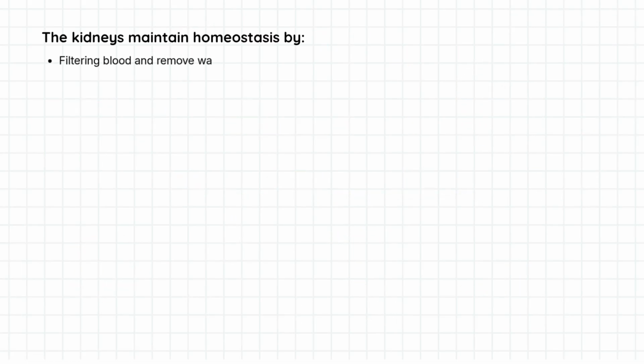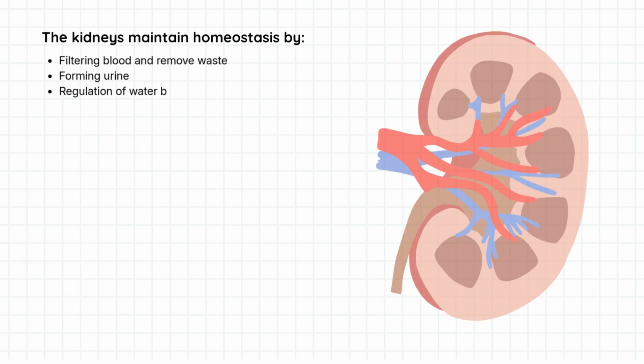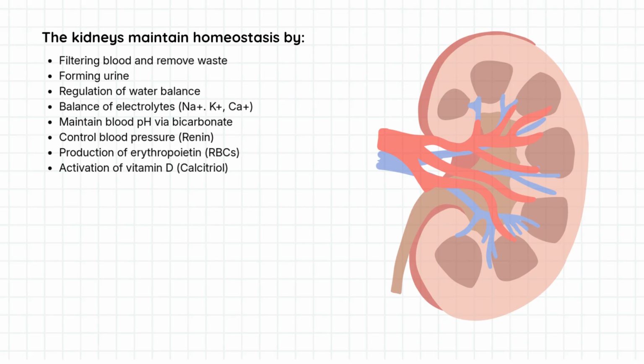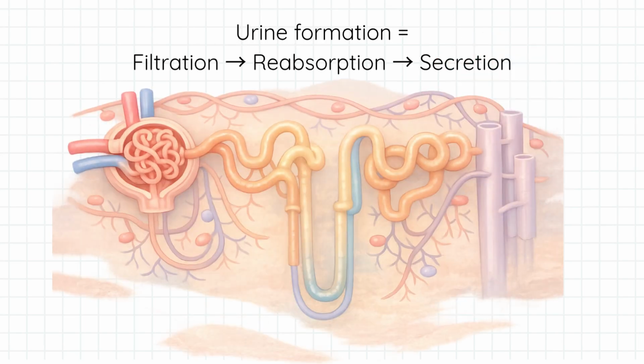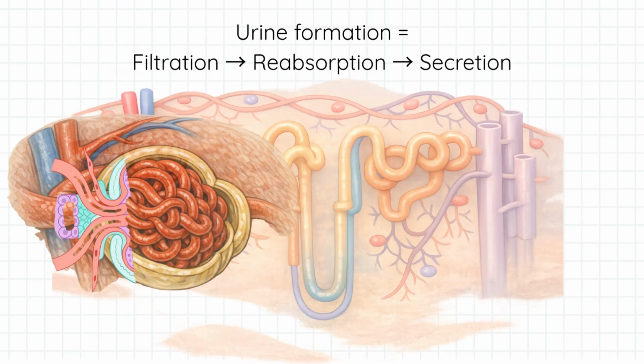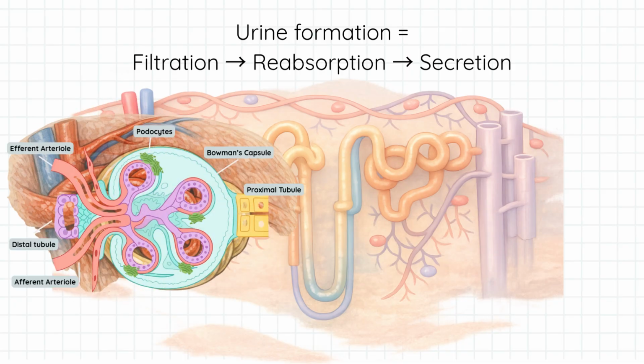Urine formation is all about maintaining homeostasis, keeping the internal environment stable. The kidneys work to filter blood, remove waste, and regulate water, electrolytes, and acid base balance. This process happens in three main steps: filtration, reabsorption, and secretion. We'll start at the glomerulus, a tuft of capillaries inside Bowman's capsule. Here, blood pressure will drive plasma through the filtration membrane. Large molecules like proteins and cells get left behind, while water, glucose, ions, and urea pass through.